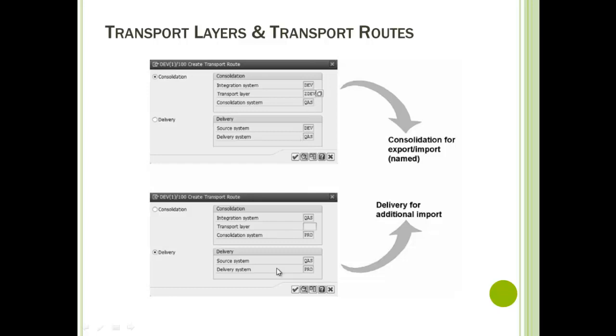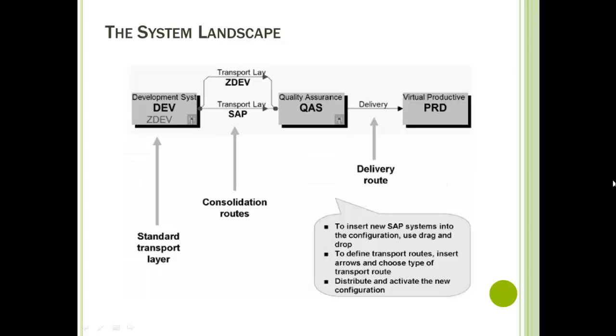So the delivery system is where actual delivery is going to happen. Okay, so that is the QAS here. The source system is DEV and the delivery system is QAS. However, in the delivery route, the source system is QAS and the delivery system is PRT. Integration system, consolidation system, and delivery system.